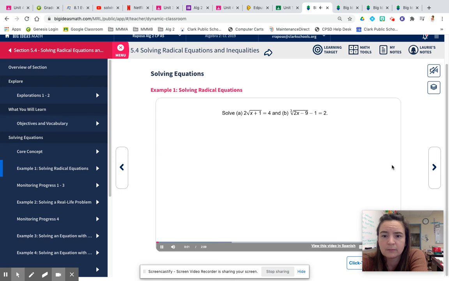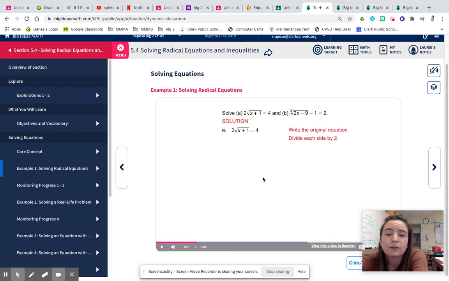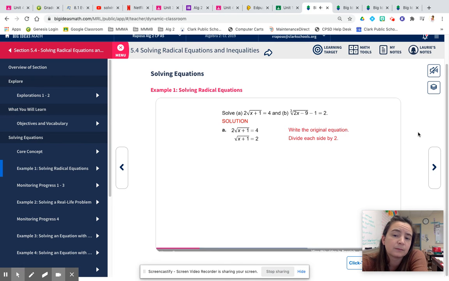Solve A, 2 times the square root of x plus 1 equals 4, and B, the cube root of 2x minus 9 minus 1 equals 2. Solution. Part A. Write the original equation. 2 times the square root of x plus 1 equals 4. Divide each side by 2. So you want to get the radical sign by itself. So yes, you're going to divide by 2. The square root of x plus 1 equals 2.